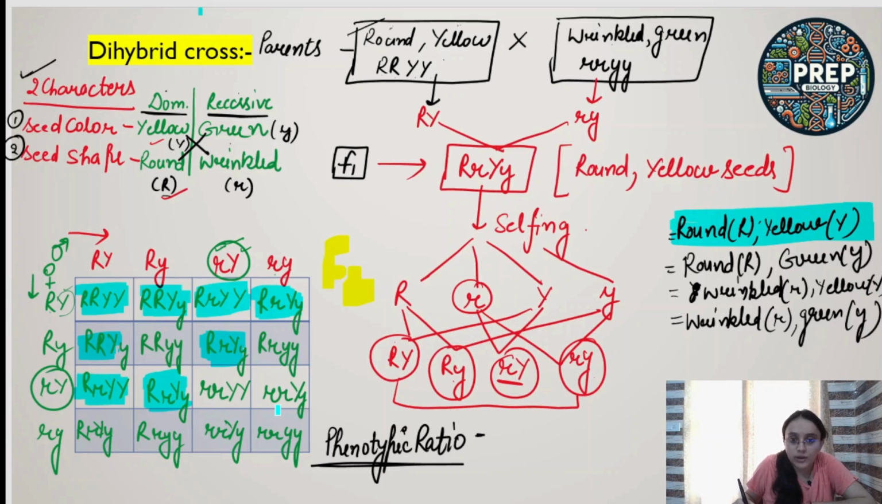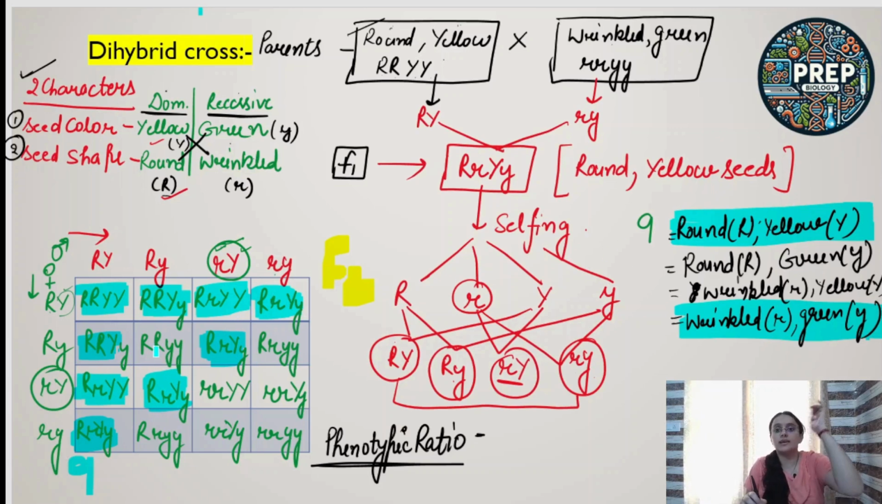Small r, capital Y, no. Small r, capital Y, no. Capital R, capital Y 9. We have 9 round and yellow seeds. Now let's discuss the pure dwarf, that is small r small y. Let's count it. Now these shaded 9 seeds that we shaded, we do not count in the next counting. Okay, so the left ones we will count.